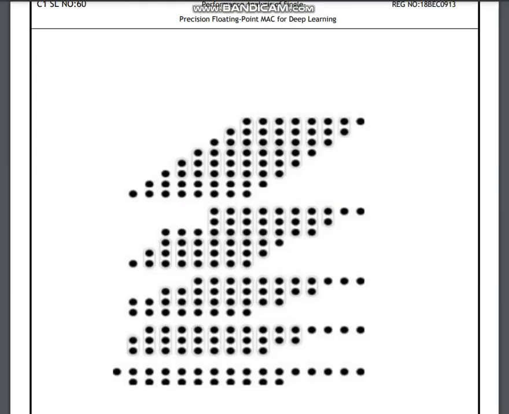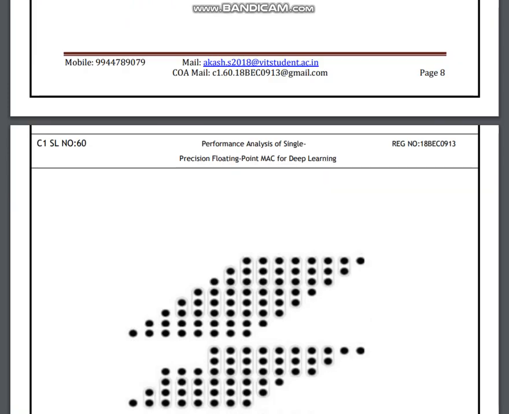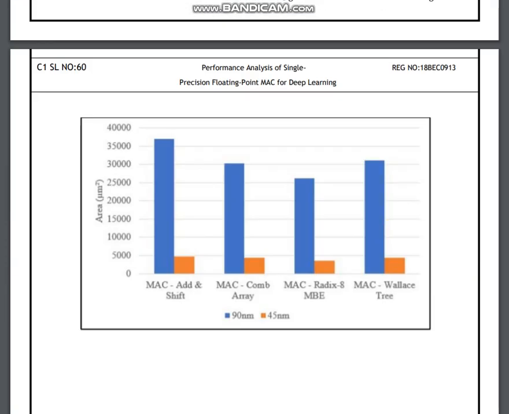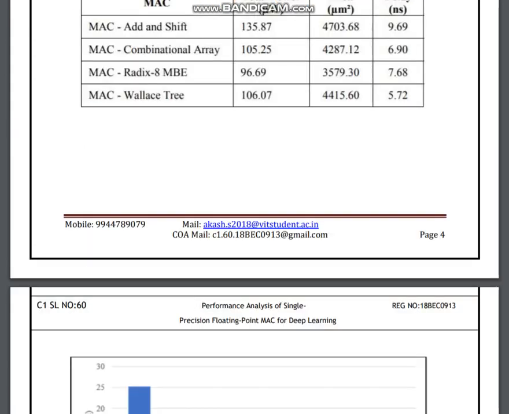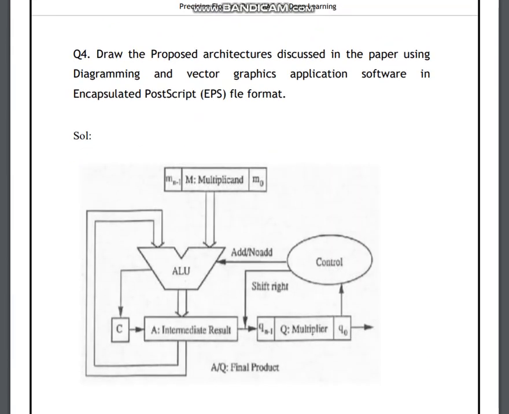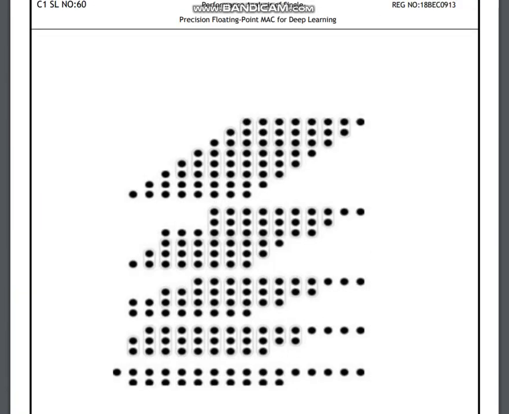Further adding to the content, this is the matrix form of the diagram that you just saw above, because our question states: draw the proposed architecture as discussed in the paper using vector graphics application software, which is being used here.